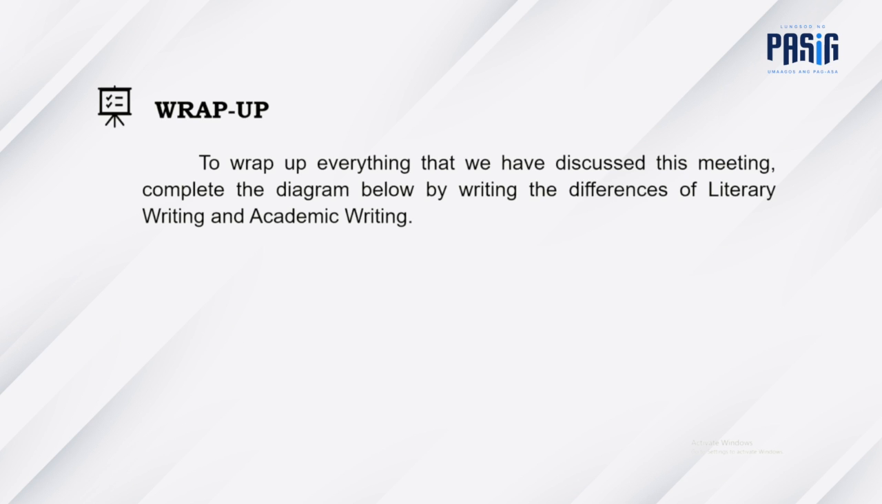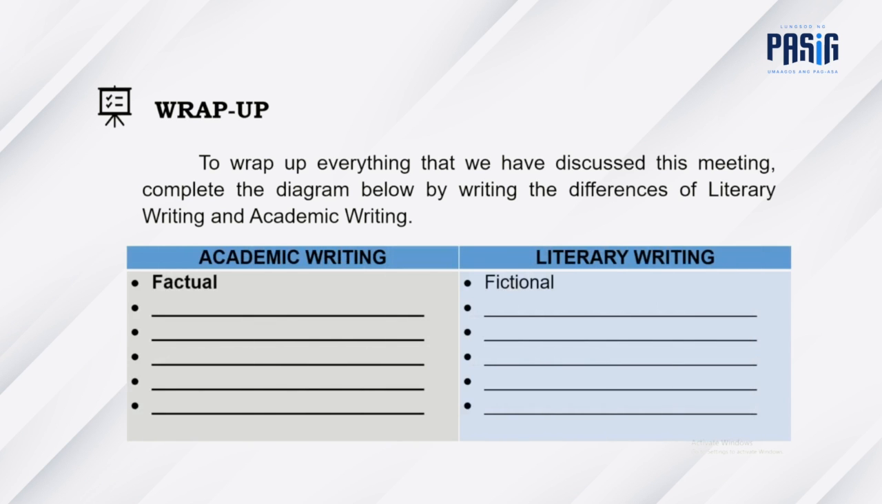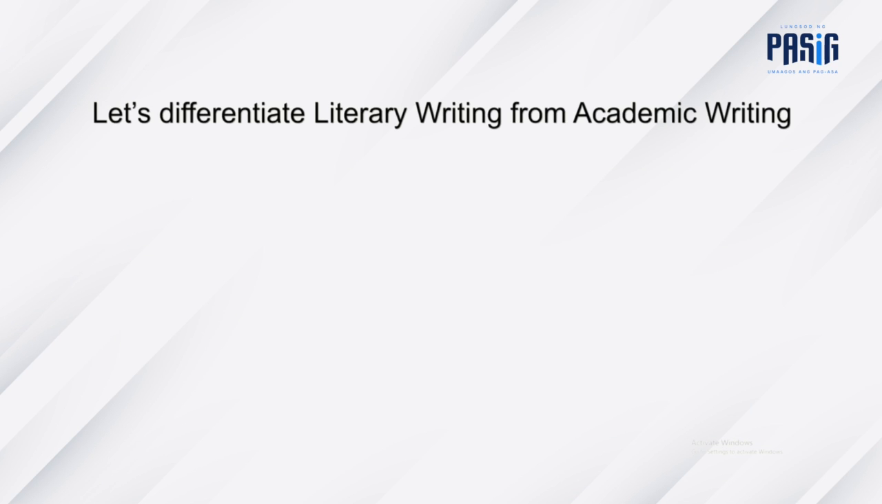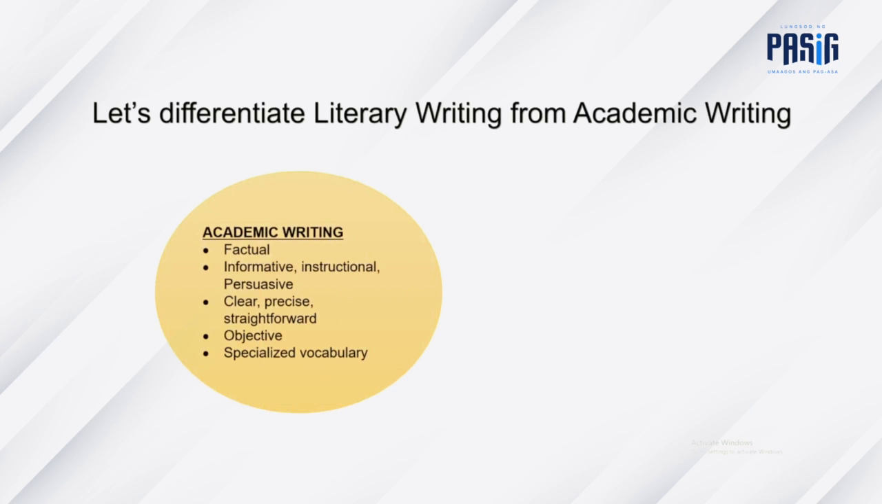To wrap up everything that we have discussed this meeting, you need to complete the diagram below and write the differences of literary writing and academic writing. For a full grasp of what was discussed today, this diagram will show the differences between the literary writing and the academic writing. Academic writing is factual, informative, instructional, persuasive. It is clear, precise, straightforward. It is objective, and it has specialized vocabulary.